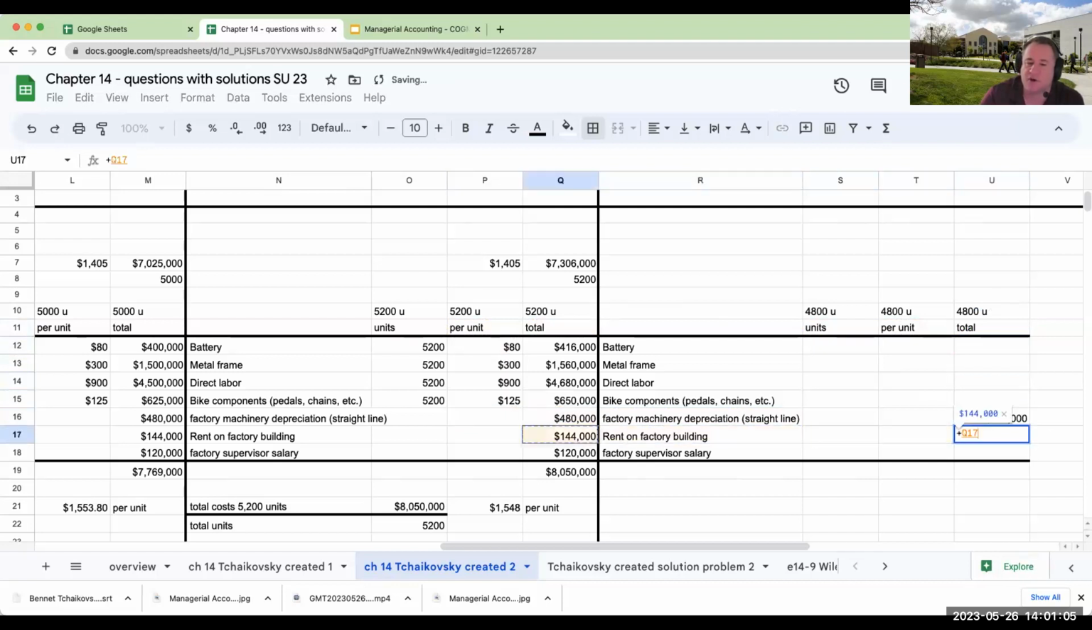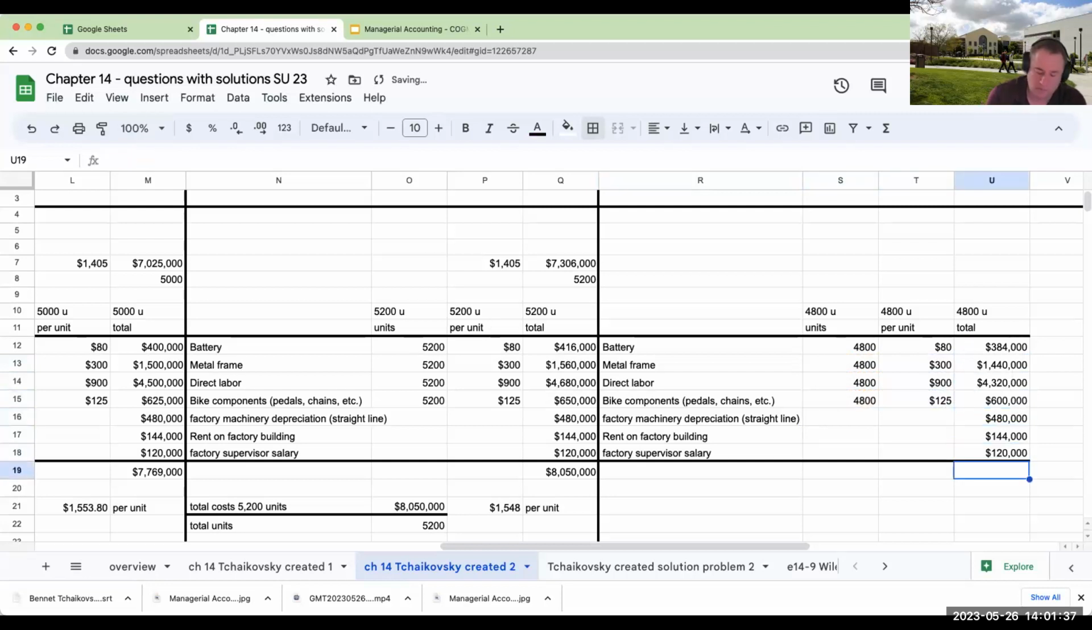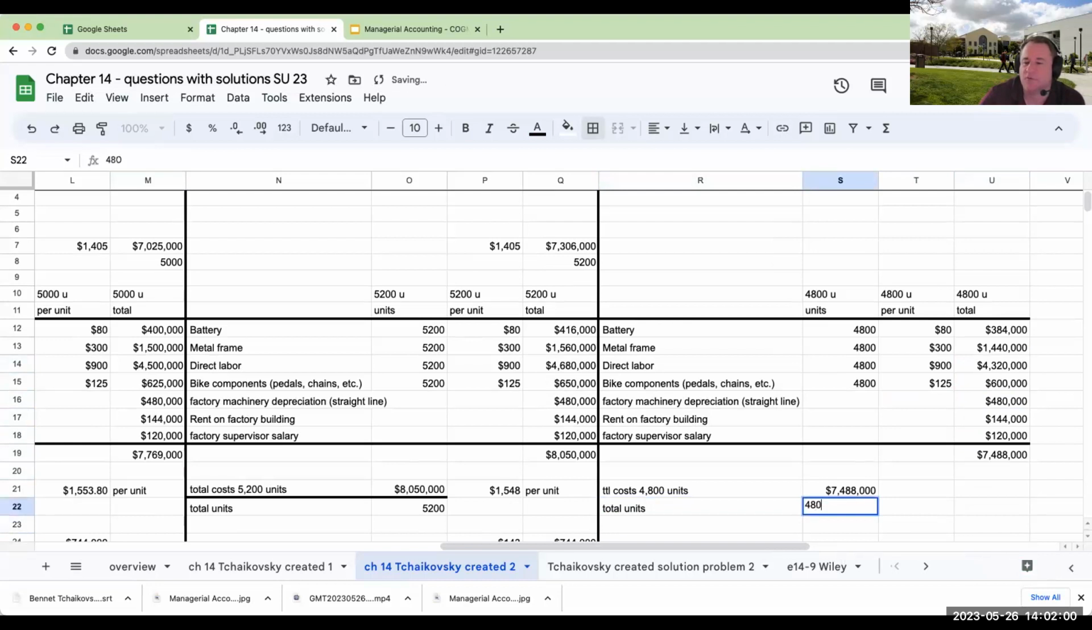Okay, so let's take the same philosophy. We're going to basically keep our fixed costs fixed. Those are not changing, right? So they're fixed costs, they'll stay the same. Over here, I'm making 4,800 units of each one. My per unit, 80, 300, 900, and 125. So over here, my total costs for 4,800 units. And I'm expecting this to be lower, right, than where I was at 5,000 because I'm producing fewer variable costs, is to me it's 7,488,000. My total units, though, are going to be at 4,800.